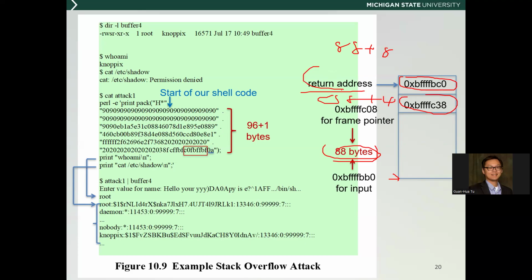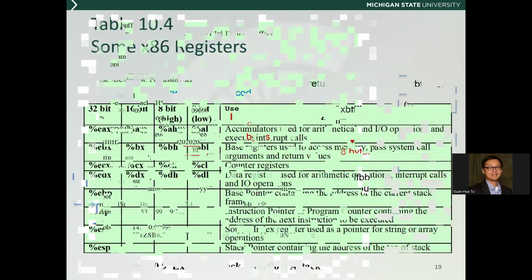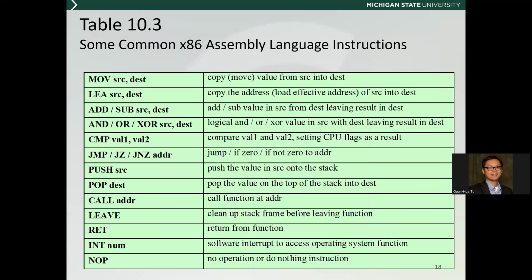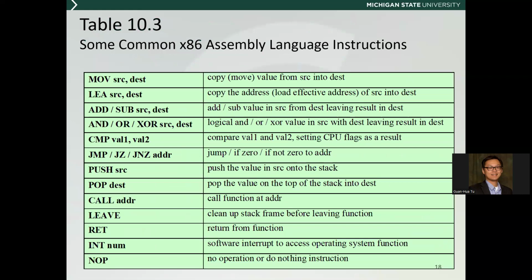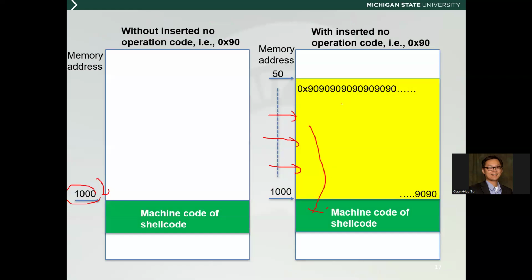Then how do we know what return address we should provide? How can we increase the possibility of guessing the correct memory address storing our malicious code? We can use the no operation code. We can put lots of no operation code in our shell code, so that no matter where the shell code is loaded, we have a high chance to find a useful memory address.